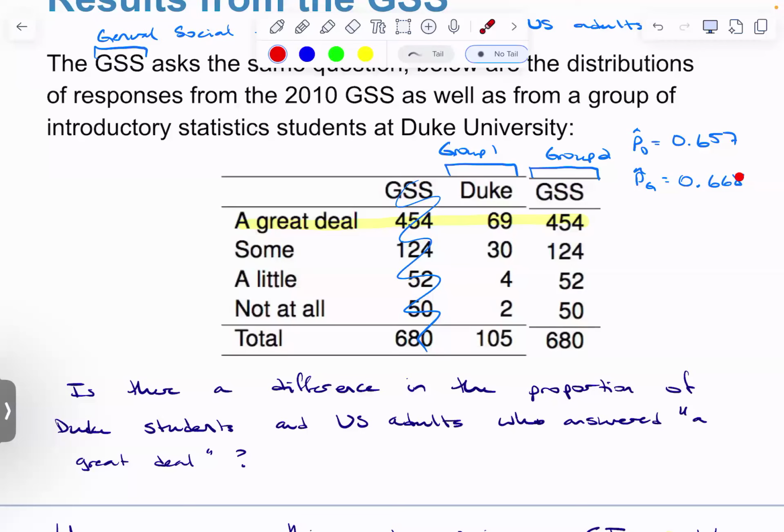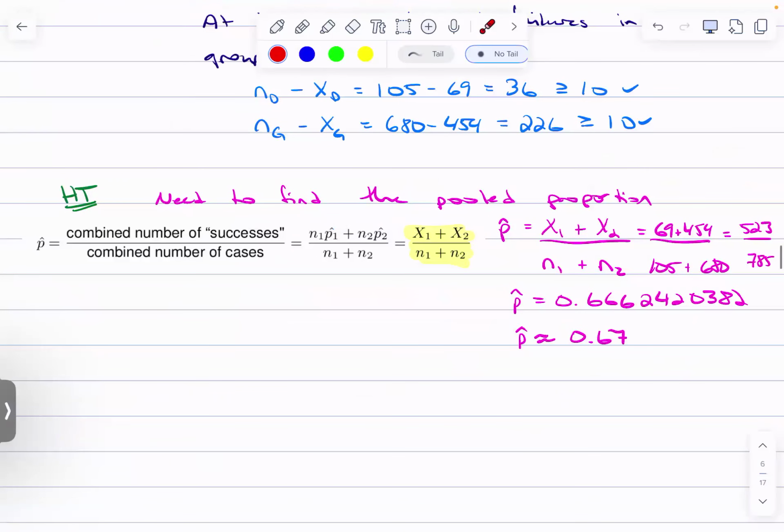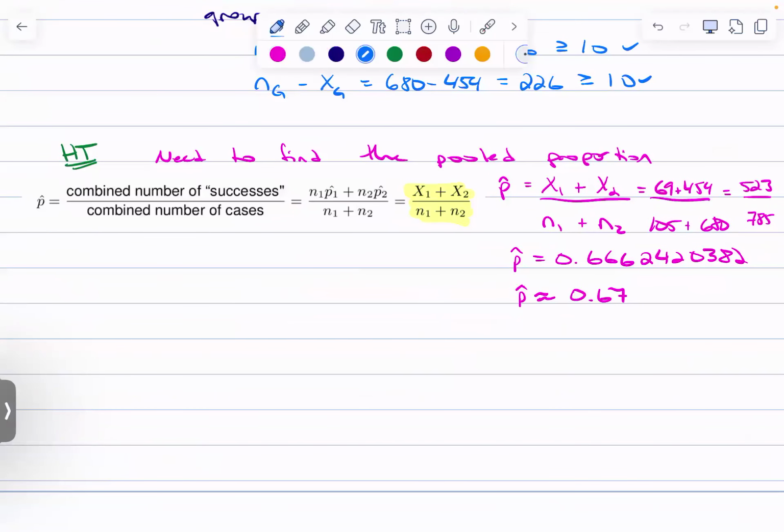Looking at these, these look similar, right? But we're trying to figure out, once I've taken into account the spread, are they significantly different? But I'll show that work more properly in 1 second. I need at least 10 expected successes, which is going to be in each group.